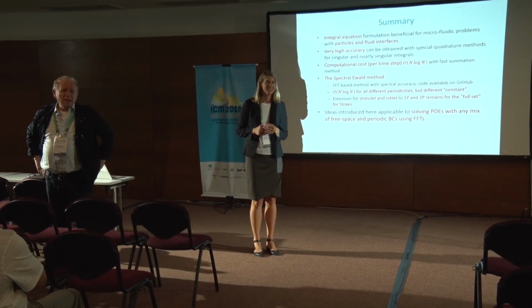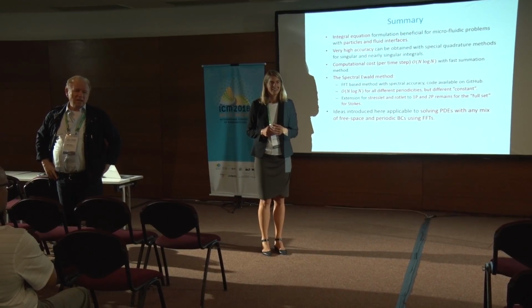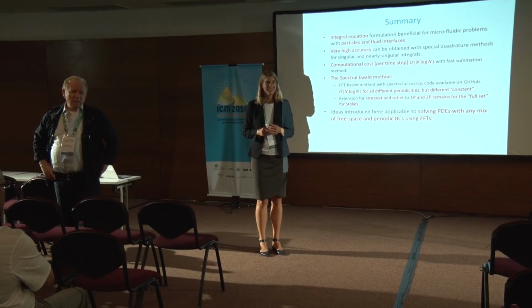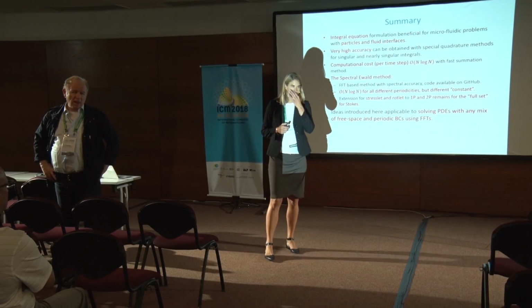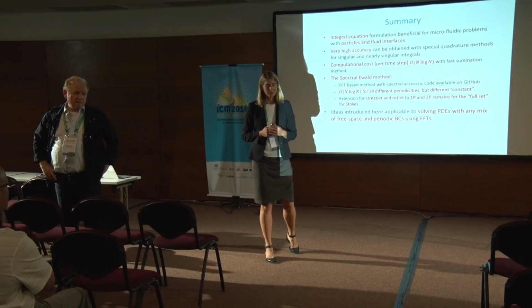I'm curious how the number of points on the FFT grid compares to the number of unknowns, which is on the boundary. Comment on that: the number of unknowns on the boundary.